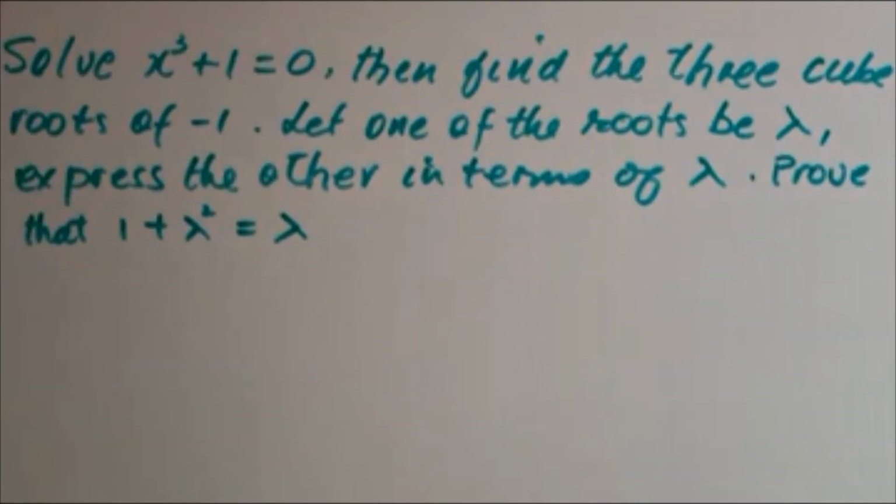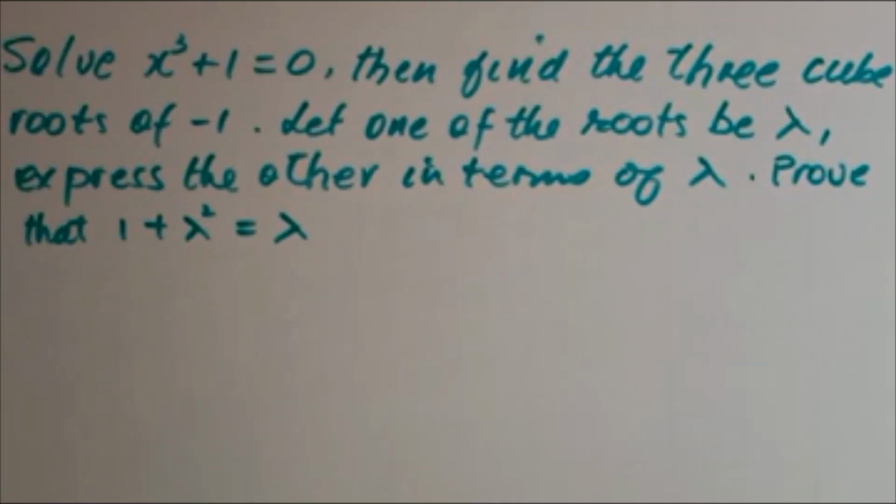Hello there. Here we have a problem. To solve x cubed add 1 equal to 0, we need to find the 3 cube roots of negative 1. Secondly, we need to let one of the roots be lambda and express the other in terms of lambda. And finally, to prove that 1 add lambda squared is equal to lambda.